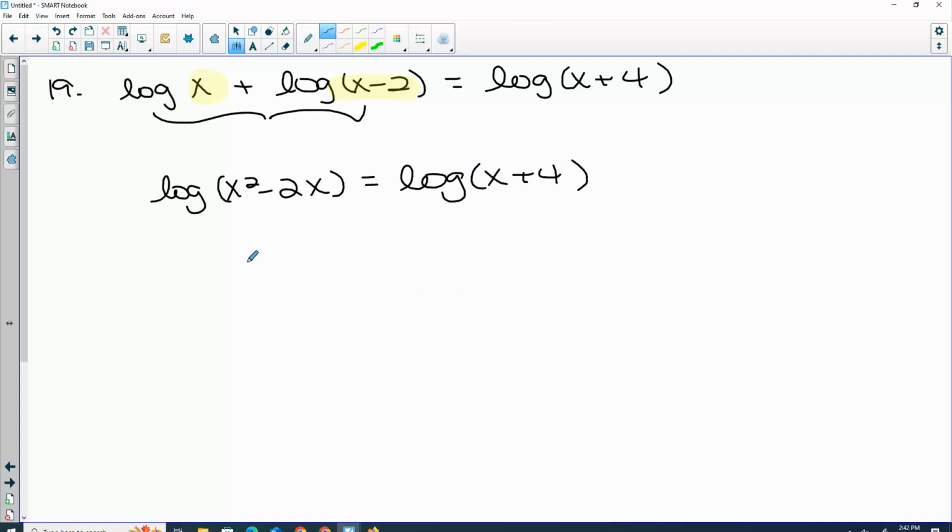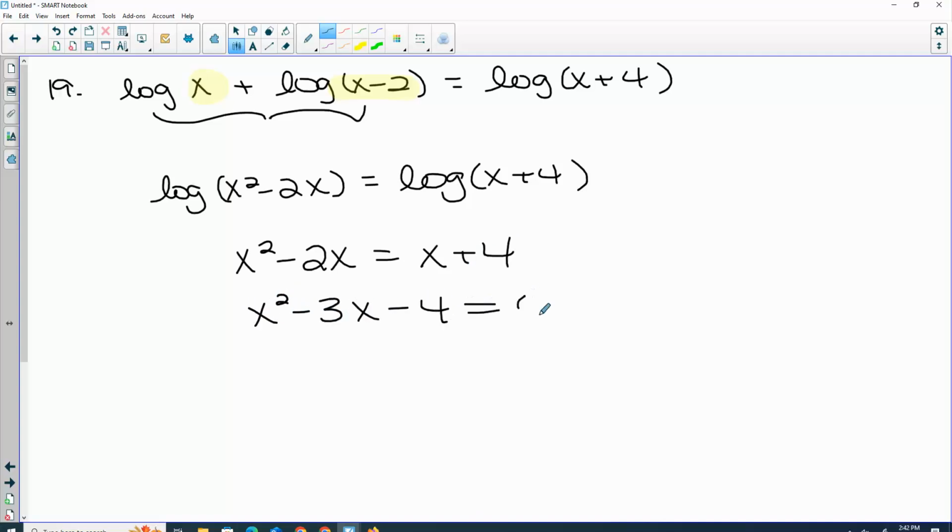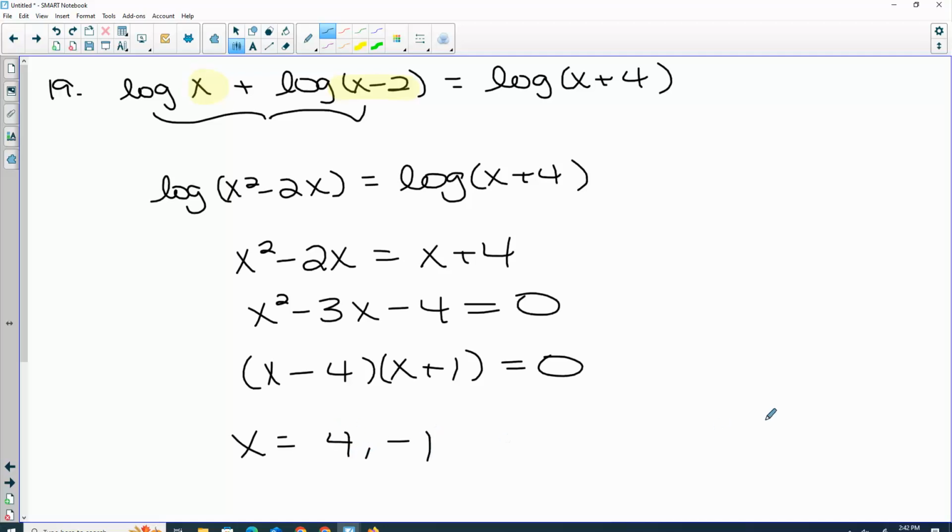Then, what do we do? Since there's one log on each side, we can drop that. So if I subtract over my x, subtract my 4, what multiplies to -4 and adds to -3? Okay, so it goes to 0 and x is... and then check. If we put in a 4, 4 is good, 4 minus 2 is good, 4 plus 4 is good. But -1 is not. So 4 is my only answer.